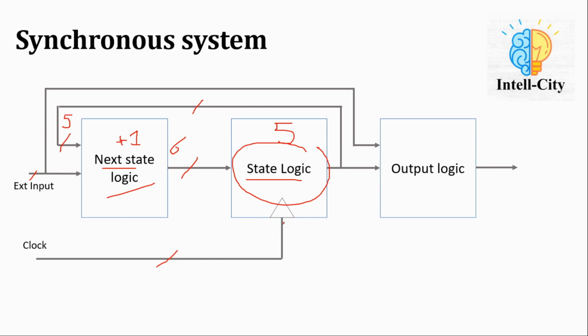Here the clock is positive edge triggered in this case. So this 6 will be sampled, or recorded, by the state logic on the positive edge of the clock. When 6 arrives, it will be stored here in the state, and then this 6 will feed back to the next state logic. Here we can see 6, and this 6 will become 7. So in this case, the synchronous system is working via the state logic and the next state logic.